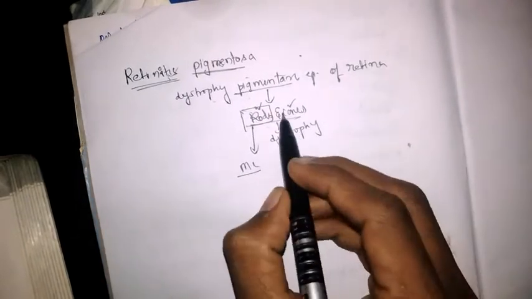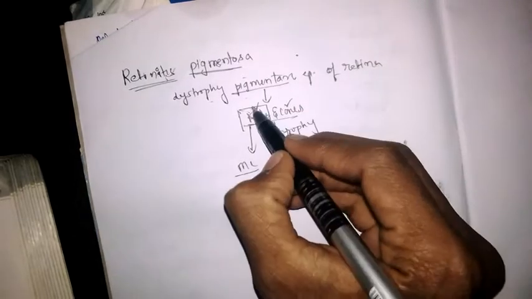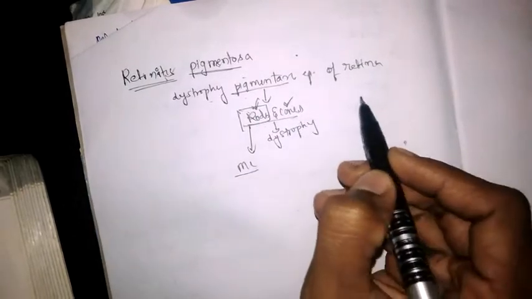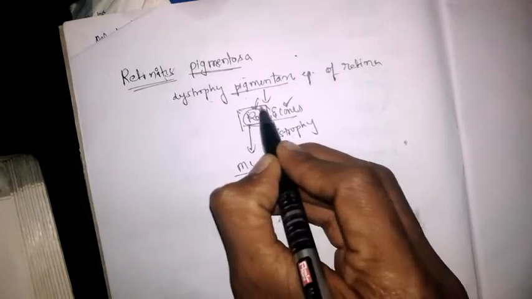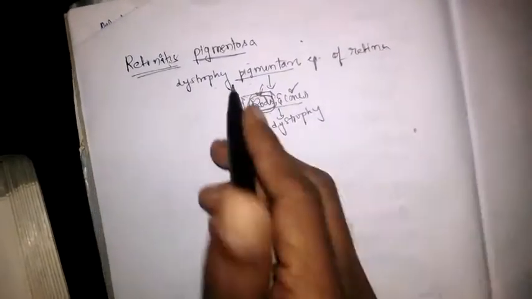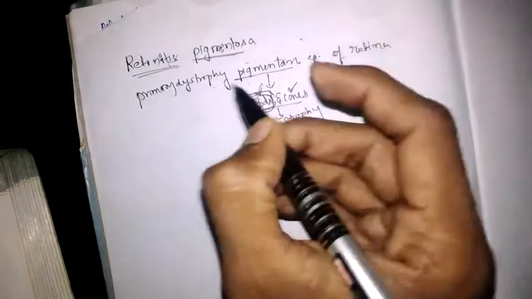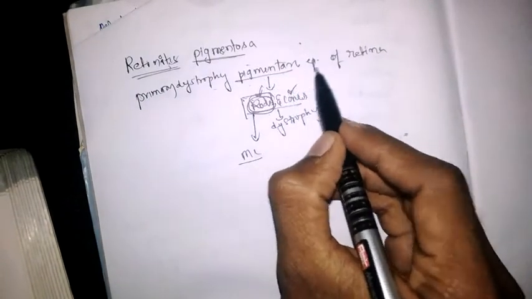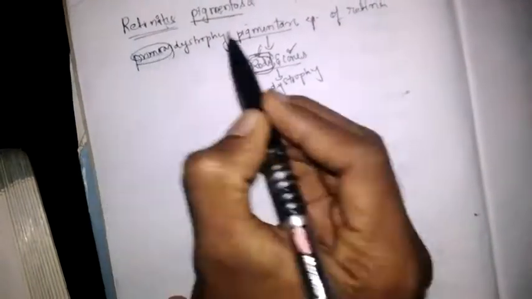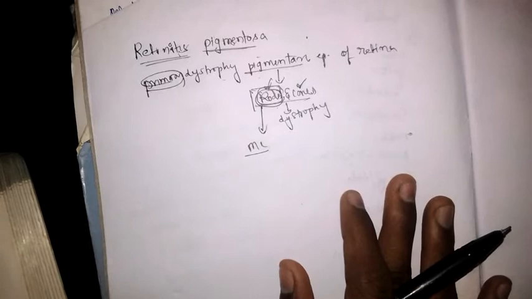So here there is dystrophy of rods and cones. Most of the time, rods are involved, right? So the definition is that it is a primary dystrophy of the pigmentary epithelium of the retina. The word primary indicates it is idiopathic, right?